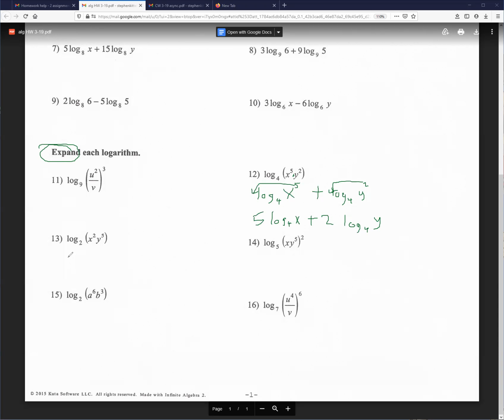So for number 13, we're going to end up writing it as 2 log base 2 of x plus 5 log base 2 of y. And I just did both steps at once. Can you see how I got here? Let's keep in mind that I would have had an in-between step that would have looked like this. Log base 2 of x squared plus log base 2 of y to the fifth. So I got here by property number 1, and I got here by property number 3.